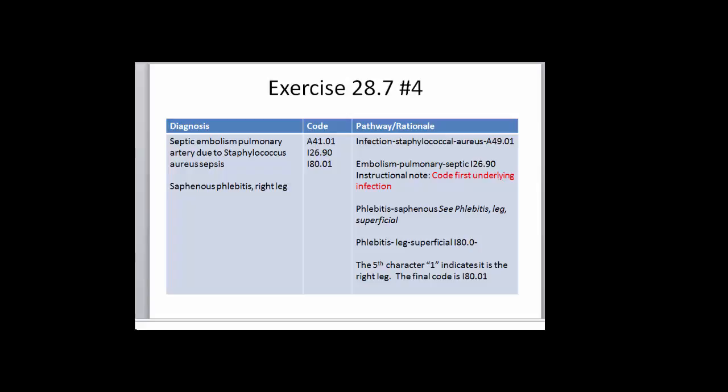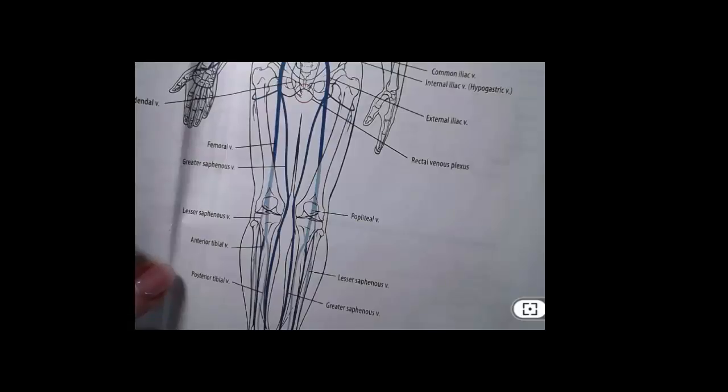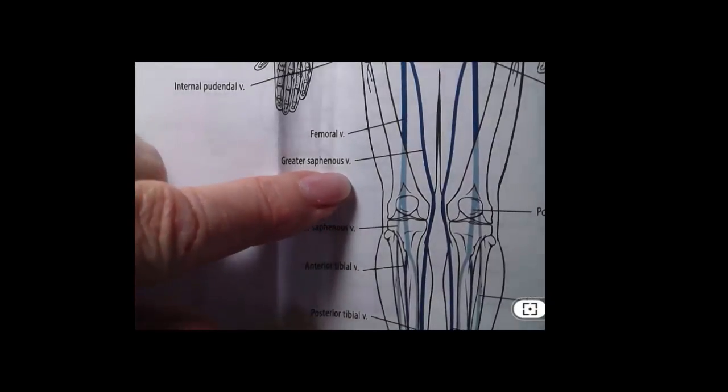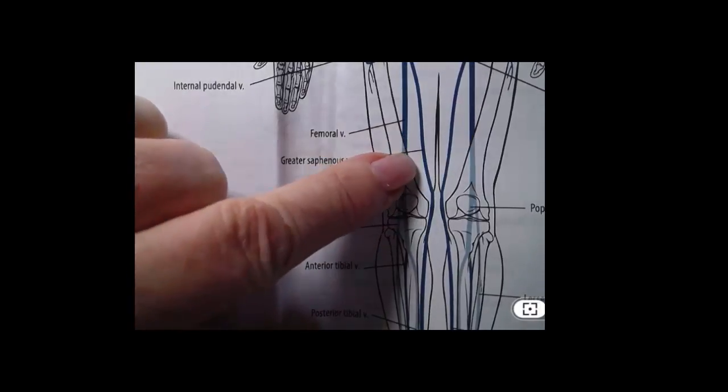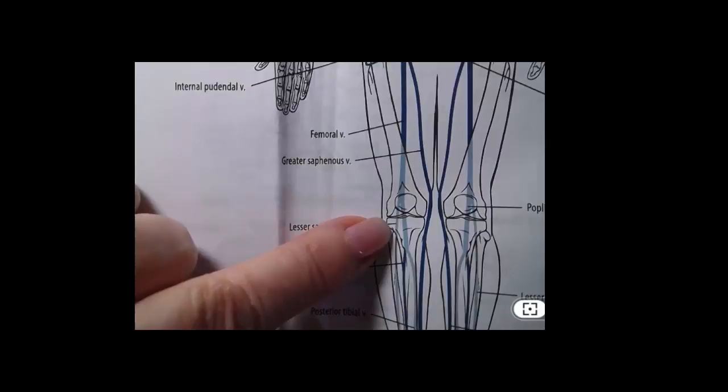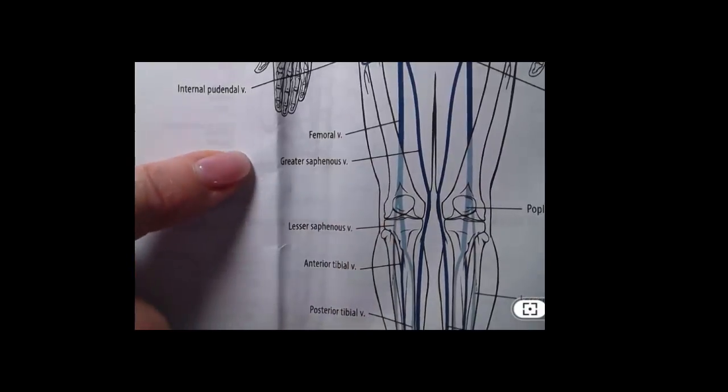The saphenous vein is one of the veins we could see in our book. We're in the back of our code book. The greater saphenous vein is here, and the lesser saphenous vein here. And the saphenous vein is used when a patient has a coronary artery bypass surgery, or a CABG, C-A-B-G.